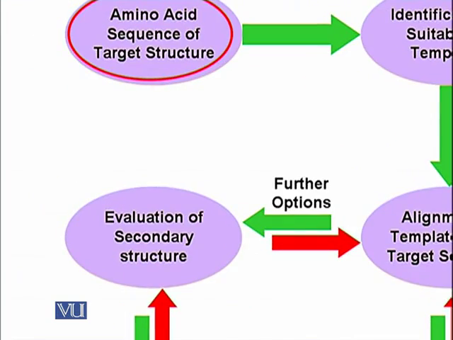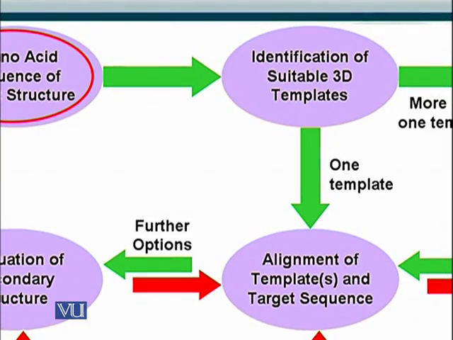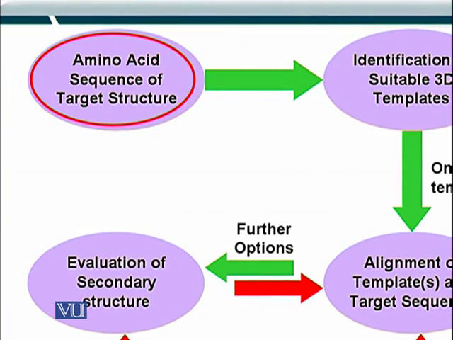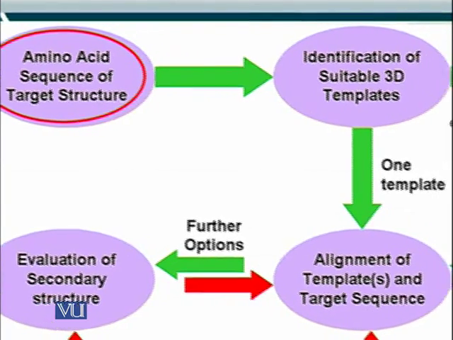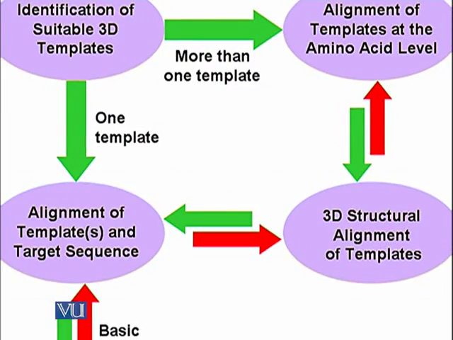You begin with the amino acid sequence of the target structure, and then you identify suitable 3D templates, that is, the template proteins. Remember, the template proteins have their sequence and the structure known, both of them, while the target does not have its structure known and you're trying to predict it. This is followed up by listing down of the templates. There can be 2 cases, one in which you only find one template here, and the other case in which you find multiple templates.